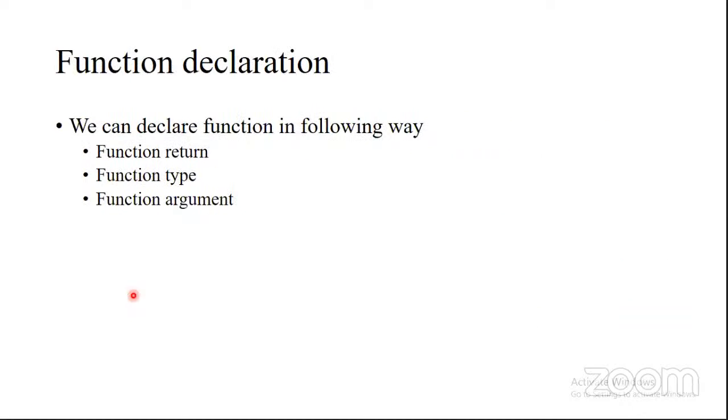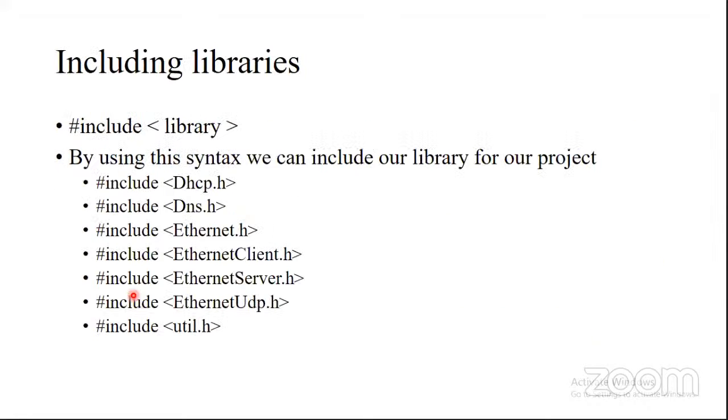When you are going for function declaration, we can declare functions in the following way. One is the function return, another one is the function type, and another one is the function argument. By using these three things, we can write functions. So these are the basic introduction to the structure of Arduino.